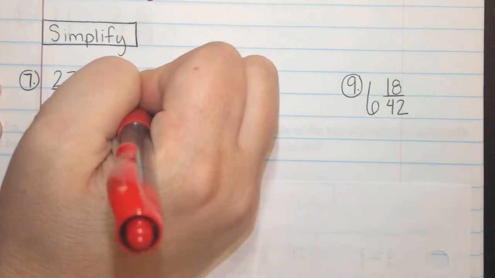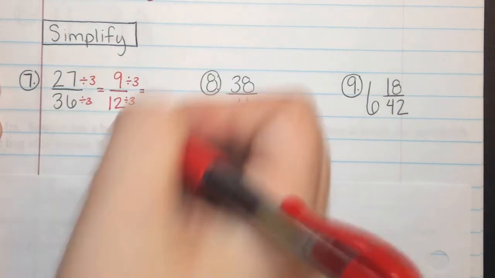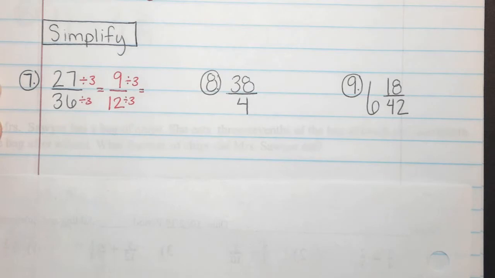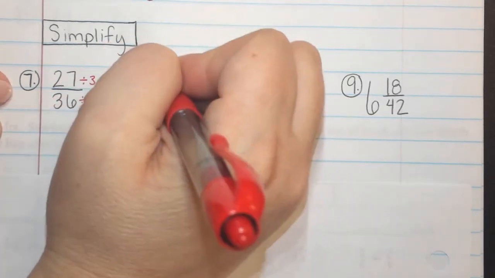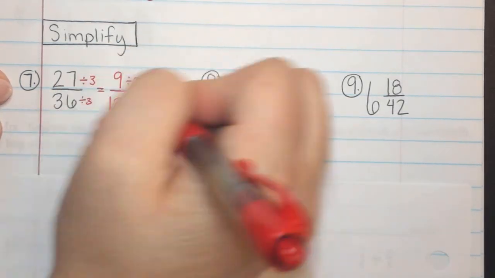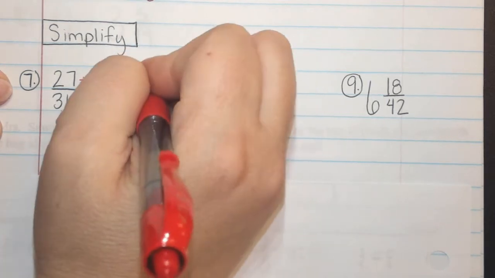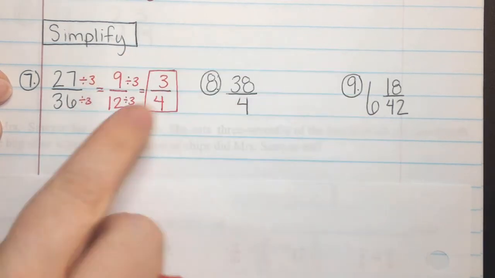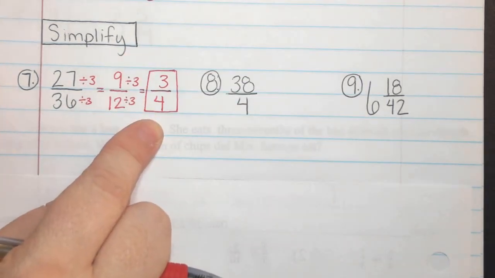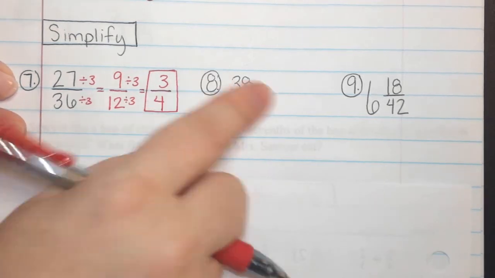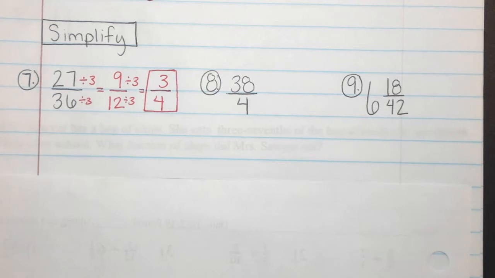We have to do it again because 3 times 3 equals what? 9, which is what a lot of us use to start with. So 9 divided by 3 is 3, and 12 divided by 3 is 4. So if you use 9 to start with, that's fine. We all should have 3/4. Is there anyone who did not get 3/4? All right, 8. I think some of us are still finishing up number 8, but let's go ahead and talk about it.